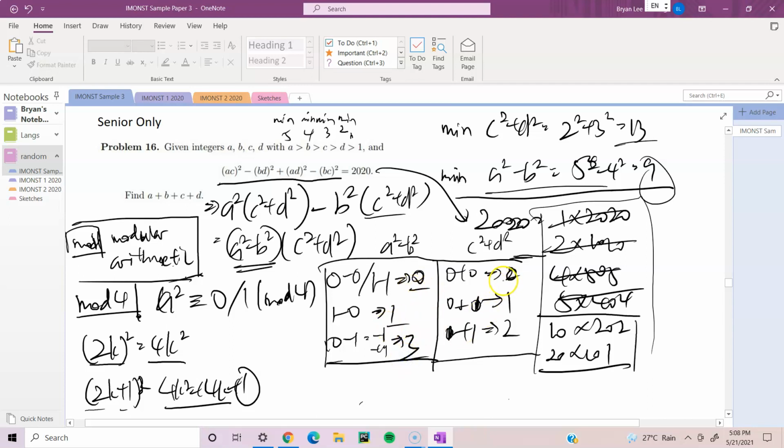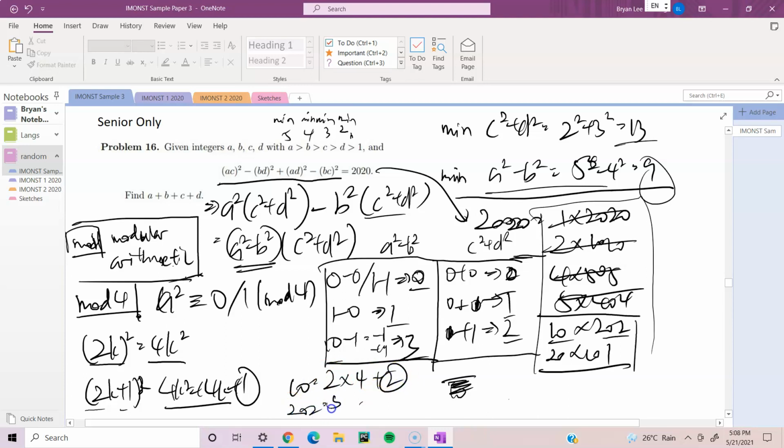And then c squared plus d squared, the result when divided by 4 must have a remainder of 0, 1, or 2. So now let's check 10 and 202. Okay, so 10 when divided by 4 will leave us a remainder of what? Okay, so 10 equals 2 times 4 plus 2. So its remainder is 2.